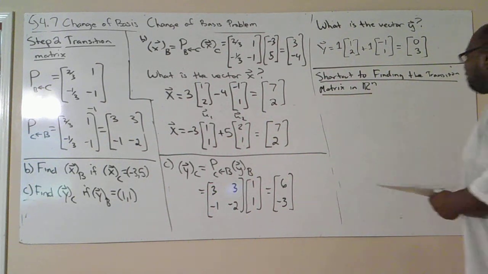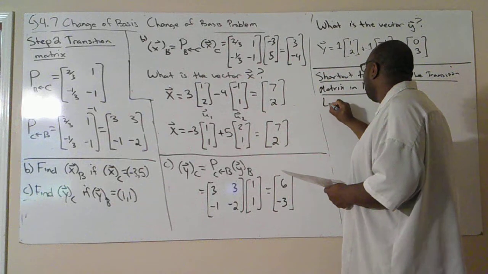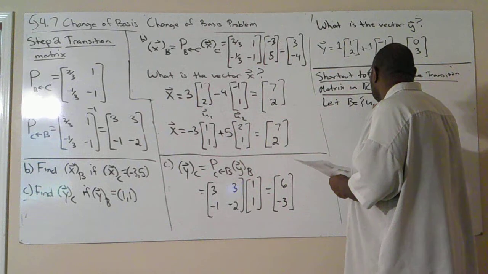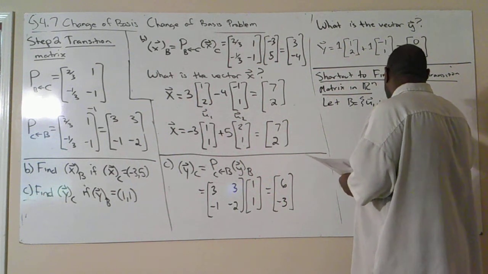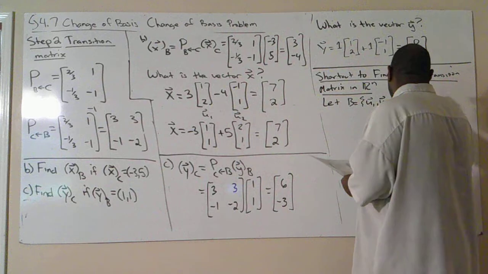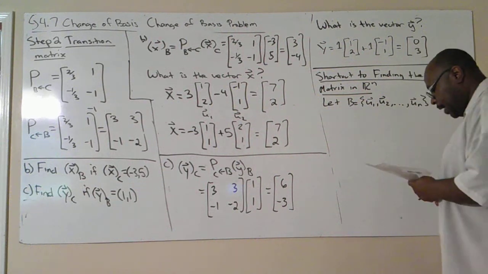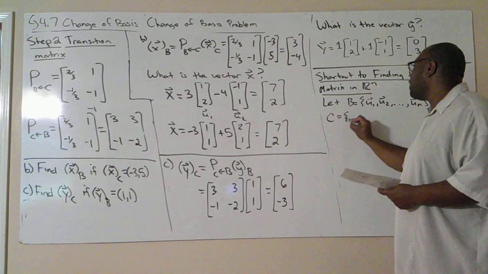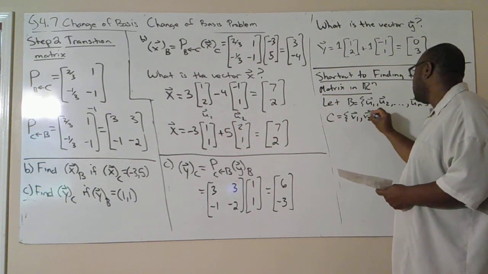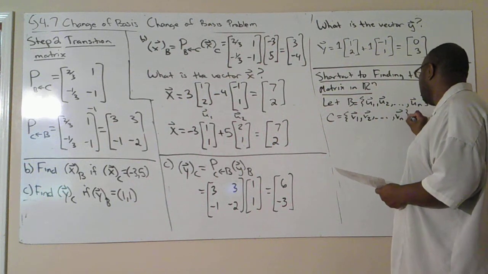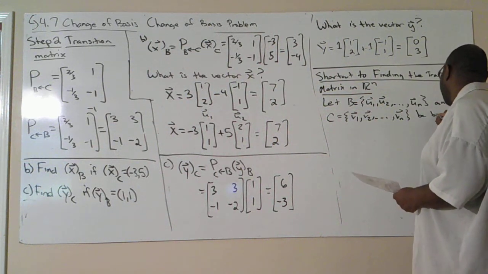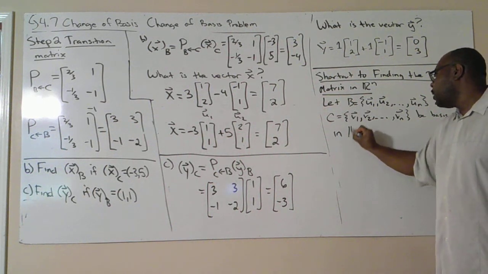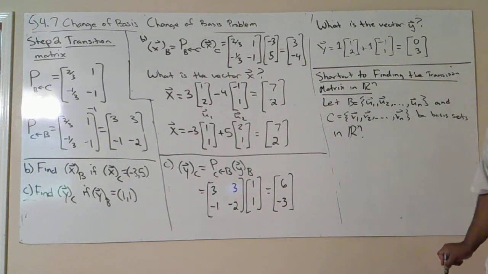All right, so here it is. Let B equal the vectors U1, U2 through Un, right? Because we're in Rn. Okay, so we need n linearly independent vectors. And C equal the vectors B1, B2 through Bn. B, basis sets in Rn. Okay, so both of these are basis sets that we're dealing with here.